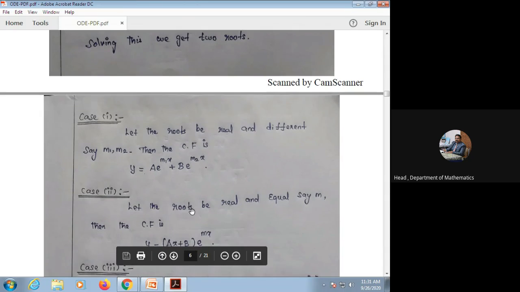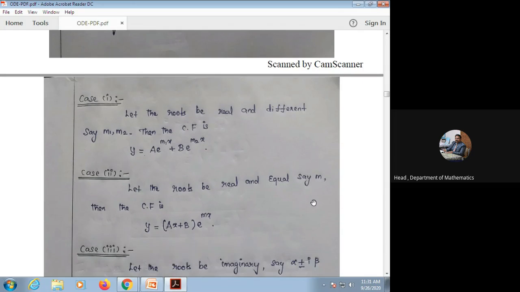Suppose our two roots are equal roots. That time we have to say simply m. In this case, the complementary function formula is y equal to (ax plus b) into e power mx. I have to replace the m value here.